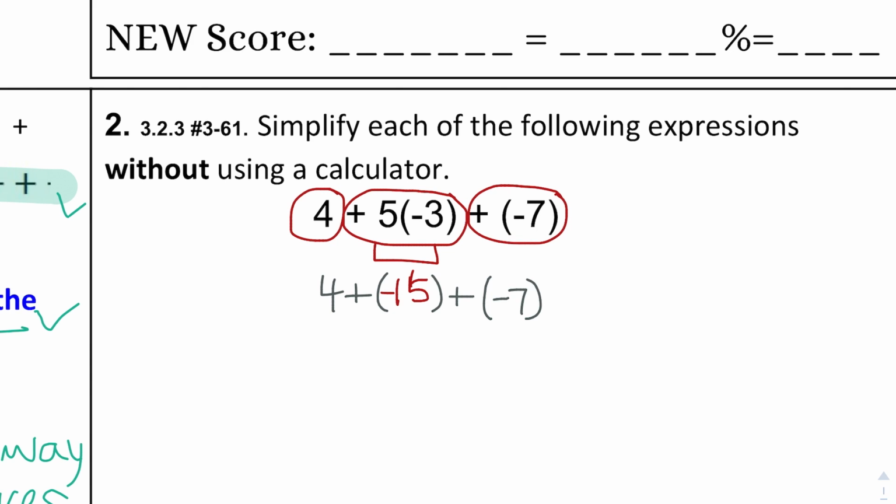Okay, now since we have addition only, you go left to right. If you wanted to draw the positive and the negative tiles, that's perfectly fine. Or if you wanted to sing the song, that's fine. Whatever method that you wanted to use to add and subtract these numbers is perfectly fine by us, as long as you are accurate about what you do.